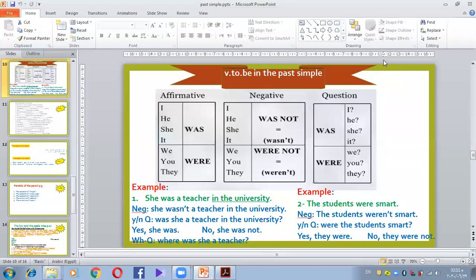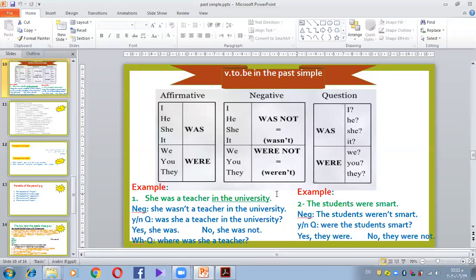So again, one more time, verb to be in the past simple. It's going to be what? Was or were, as we said. I, she, it takes was, and the plural takes were. Okay. For the negative, wasn't or weren't, and for the question, we switch.